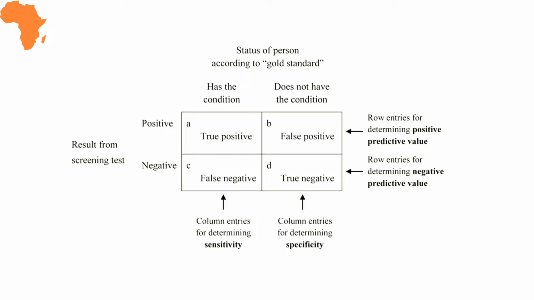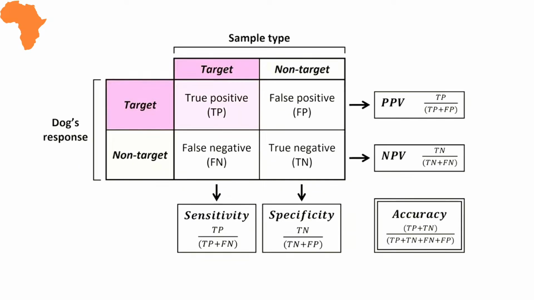That is the column for the disease positive, if you want to call it that. So the test positive according to the gold standard. This column here determines the specificity. This column here for testing positive determines the positive predictive value. This column here determines the negative predictive value. Let's rework that a little bit.